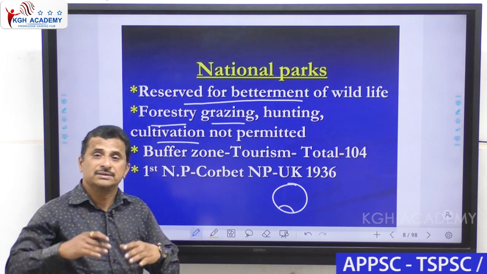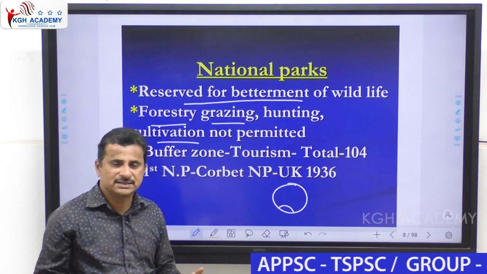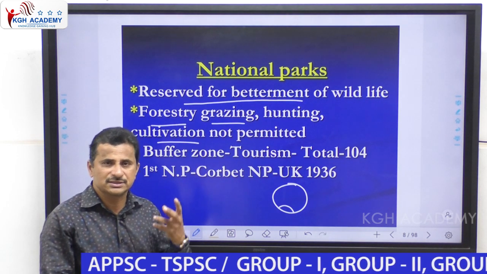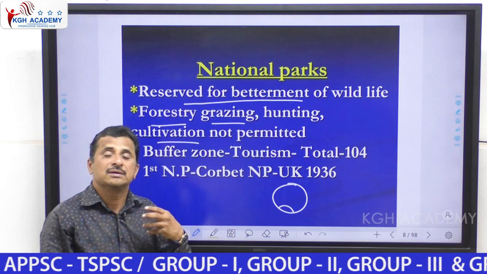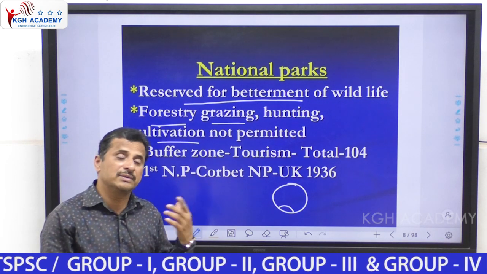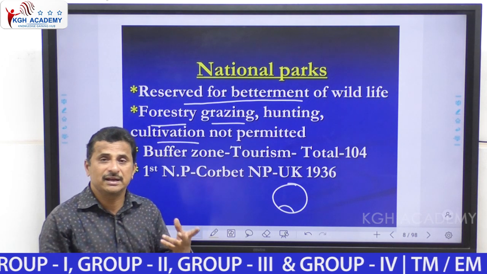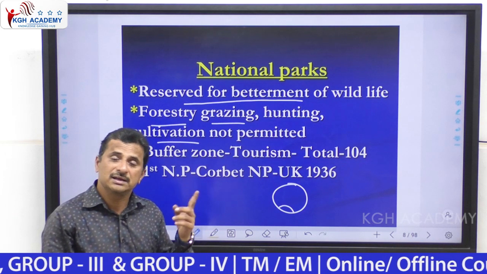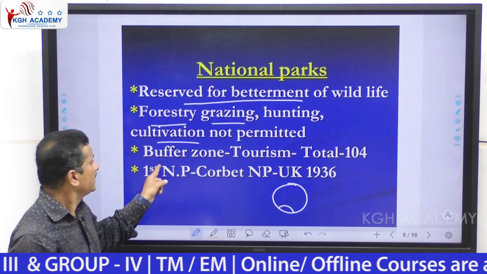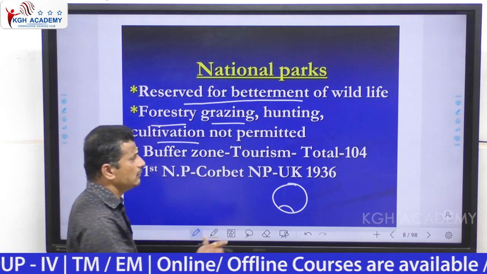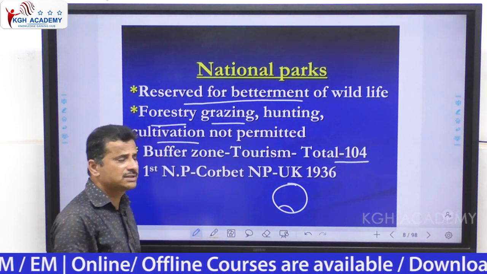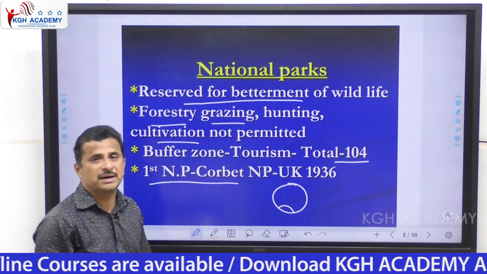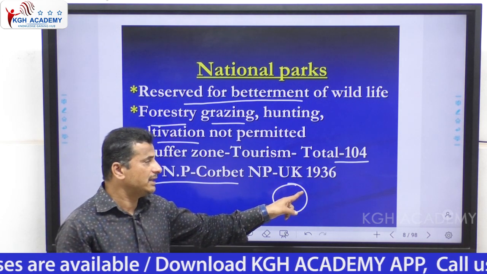The district officer, the conservation authority officer who is controlling, can pass an order to declare, or the government can declare, any area a national park. So the state government can declare areas as national parks. Here in India, a total of 104 national parks are present. The first national park in India is Jim Corbett National Park, Uttarakhand, established in 1936.